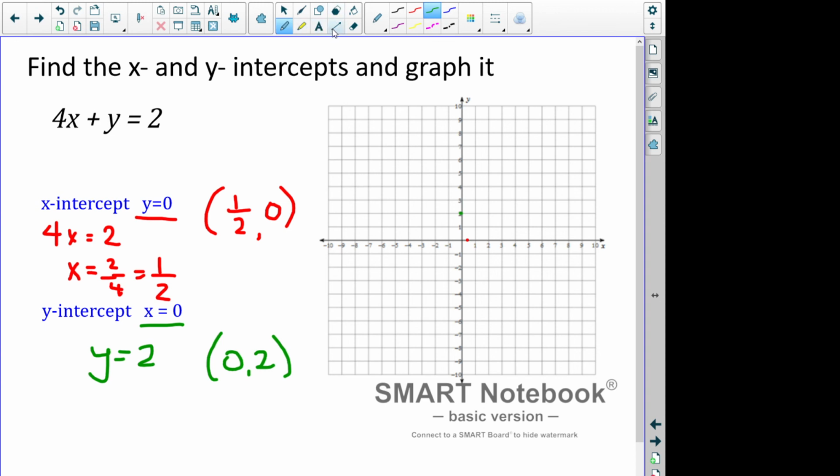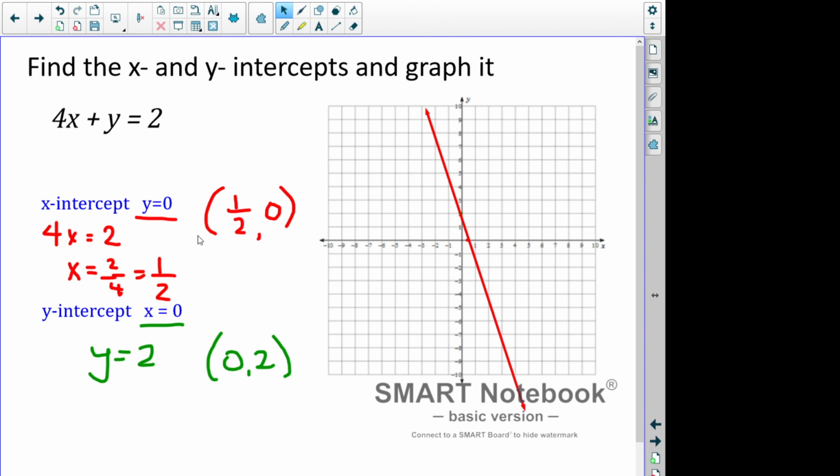And so I can go ahead and graph that line now. Make sure I go through those. I'm a little off there. This is not the best graphing application. There are much better ones, but I can see that's pretty close. So there's my line, and I did that just by finding those 2 points.